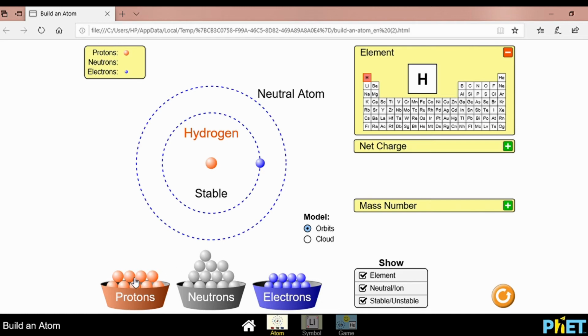Okay, what if I add one more proton? Yeah, it becomes helium. And also, it is an ion, unstable. How to make it stable? Let's add one neutron. Okay, it becomes stable. But the atom is still an ion. It's not a neutral atom. So we need to add one more electron. Okay, now the number of electrons is the same as the number of protons. Do you get that? Okay, let's add one more proton.